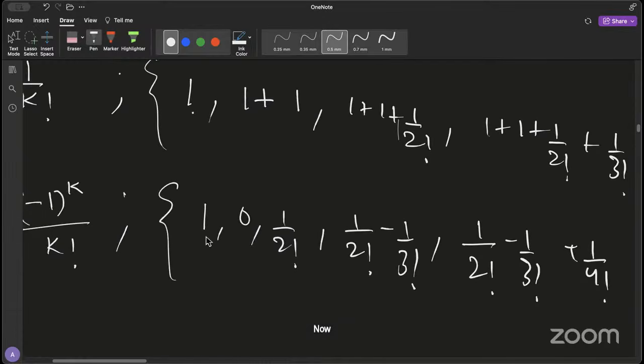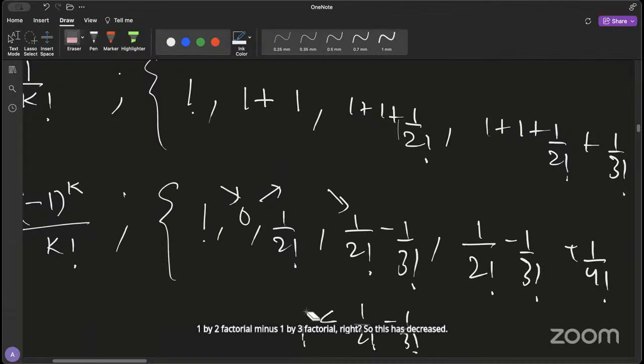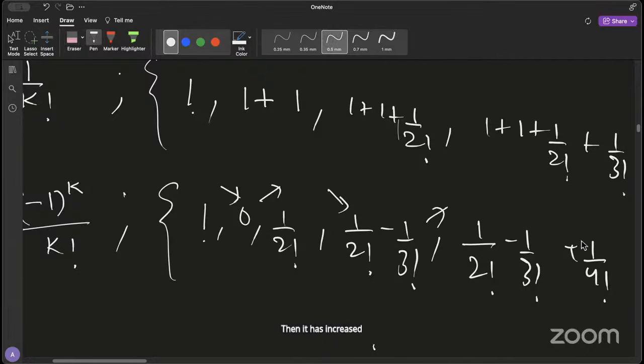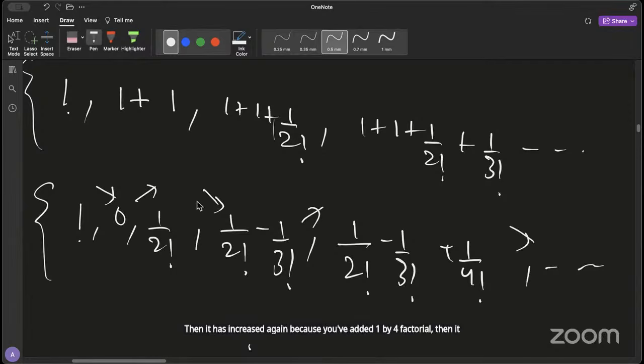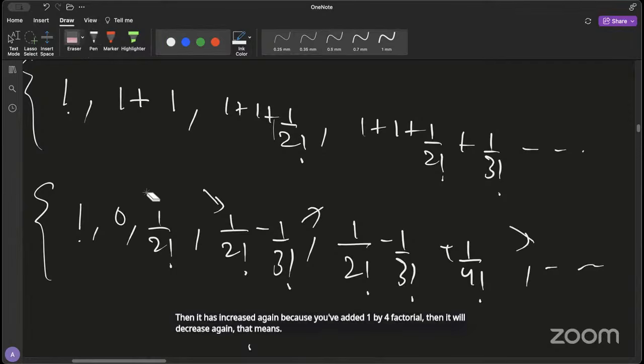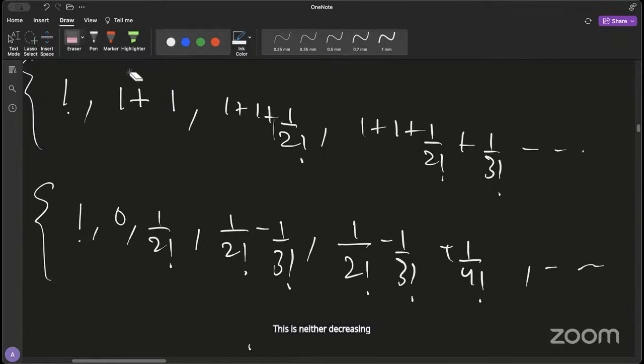Now about Bn, first you have 1, then it decreases to 0, then it increases to 1 by 2 factorial, then it decreases again because you've subtracted a positive number from 1 by 2 factorial. That means this is decreased, right? 1 by 2 factorial minus 1 by 3 factorial is less than 1 by 2 factorial, right? So from the third term to the fourth term, it has decreased. Then it has increased again because you've added 1 by 4 factorial. Then it will decrease again. That means this is neither decreasing nor increasing.